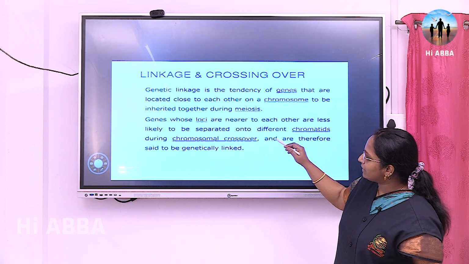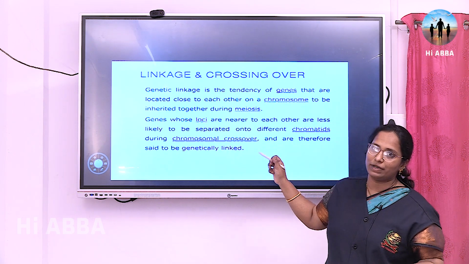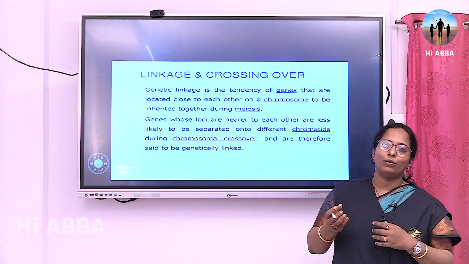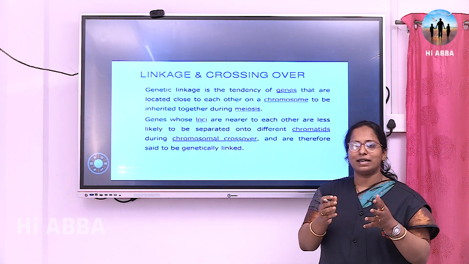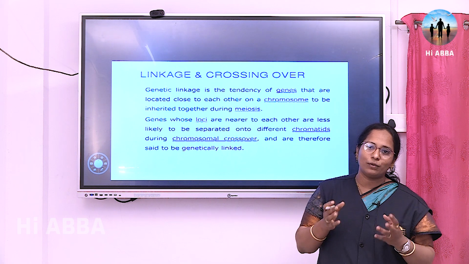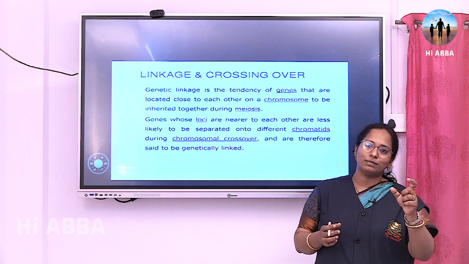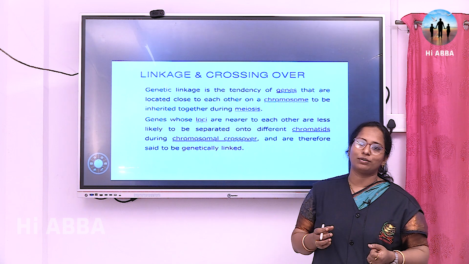So different chromatids during chromosomal crossover. Now coming to the crossover word, what is crossover? Crossover is a cellular process in which the homologous chromosomes. Now what are homologous chromosomes?